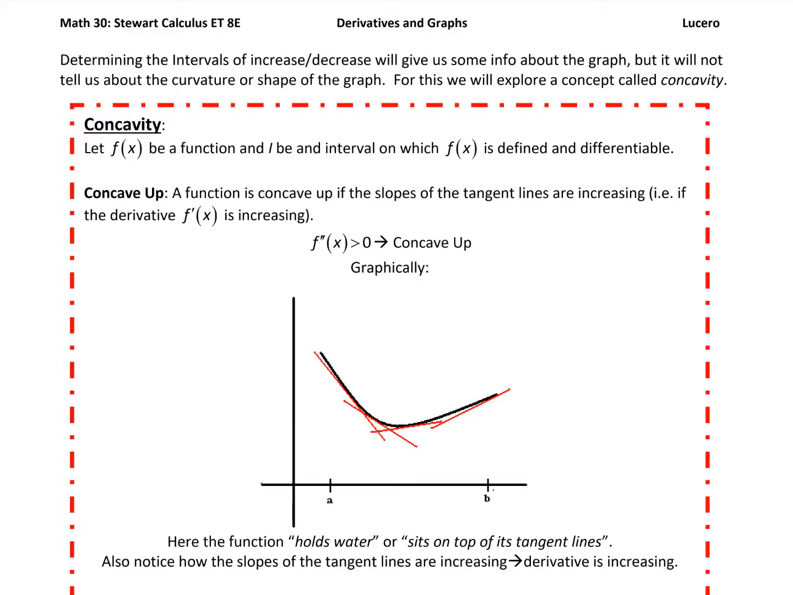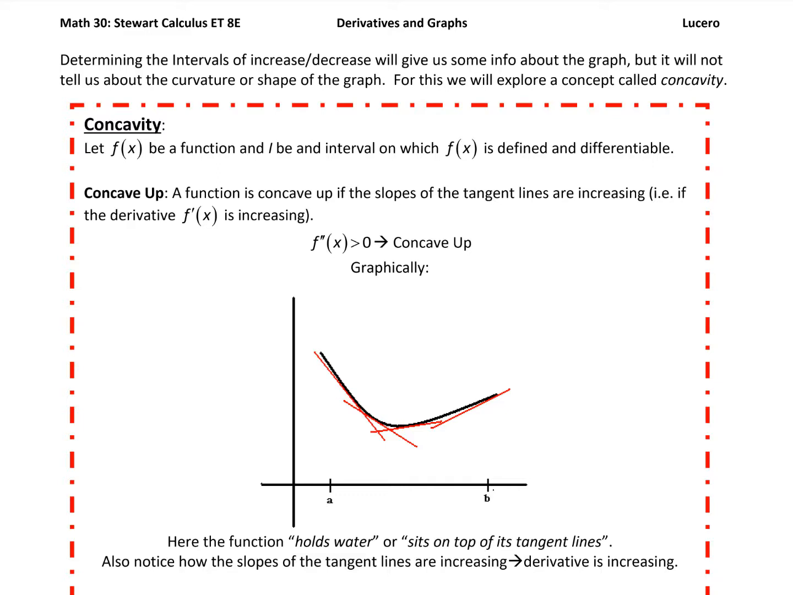Let's continue the discussion of what the derivatives of a function tell us about the graph of a function, how a function behaves graphically. So let's start exploring what the second derivative actually tells us about a graph. So remember, if the derivative is telling us about the slopes of the tangent lines of a function, then the second derivative is telling us about how those slopes are changing.